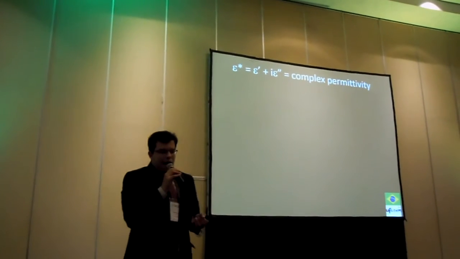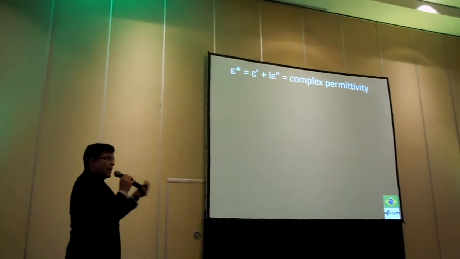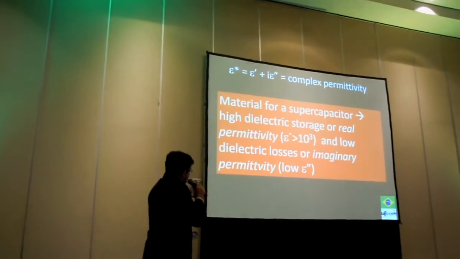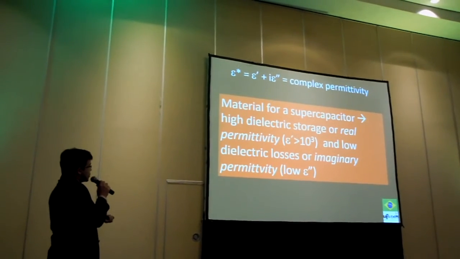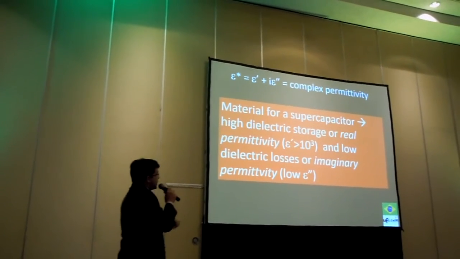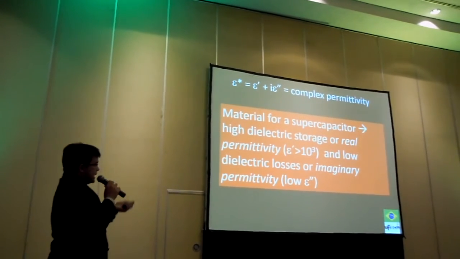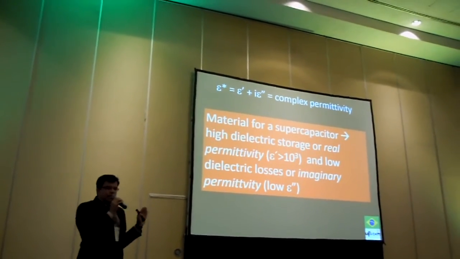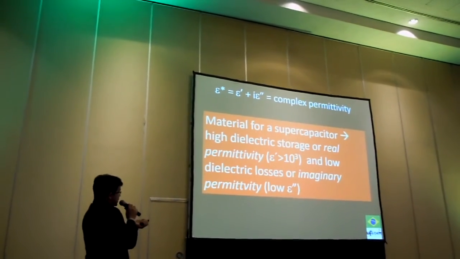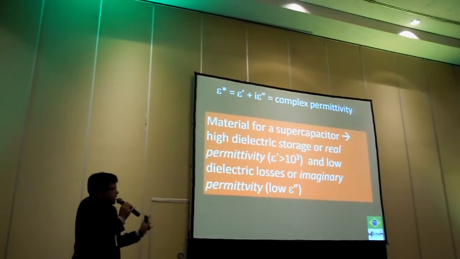Knowing that, we must know that when making a nanocomposite to be applied as a supercapacitor, this nanocomposite must have these characteristics. A material for a supercapacitor must have a high dielectric storage, or real permittivity, and low dielectric losses, or imaginary permittivity. So this is our main objective: obtain a nanocomposite with high real permittivity and low imaginary permittivity, as high as possible, as low as possible.